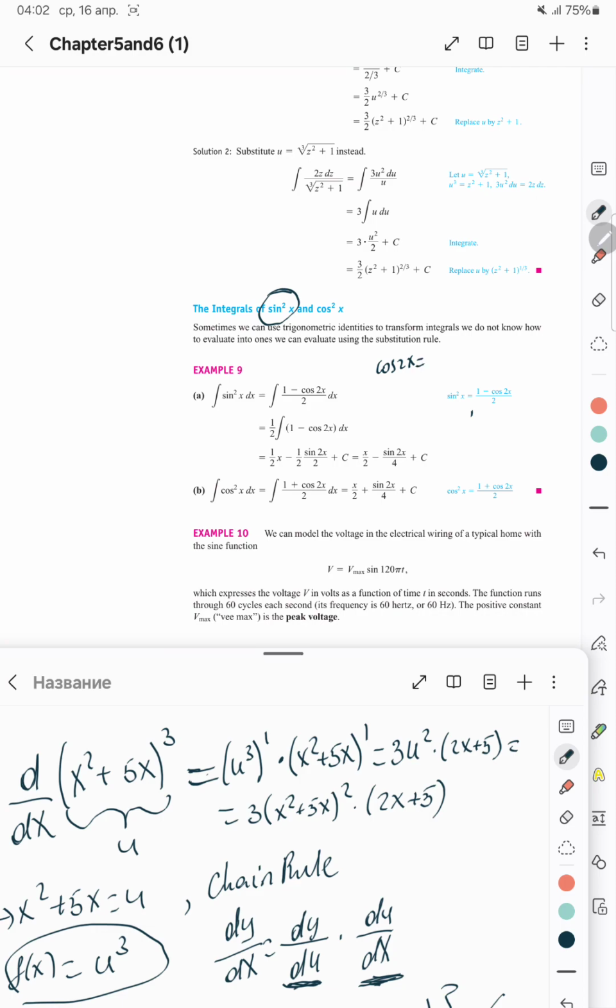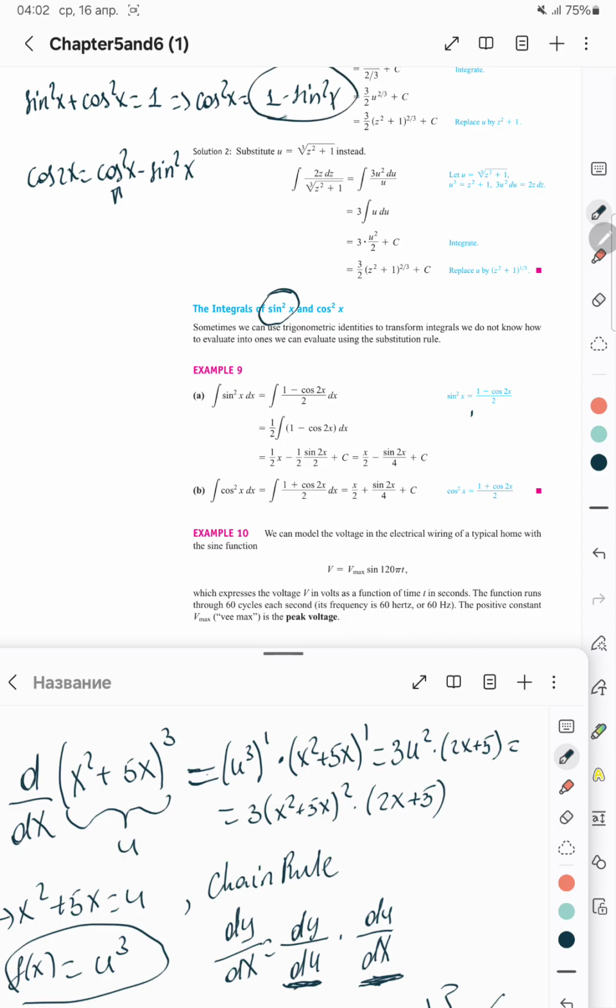Kosinus 2x bərabərdir kosinus kvadratı x minus sinüs kvadratı x. Və bir də bilirik ki, sinüs kvadratı x plus cosine squared x equals 1. Meaning we can put, instead of cosine squared x here, so here we can find cosine squared x, it's 1 minus sine squared x. I will just put this instead of cosine squared x here. I will get 1 minus sine squared x minus sine squared x. Bu da bərabər olacaq 1 çıxılsın 2 sine squared x.